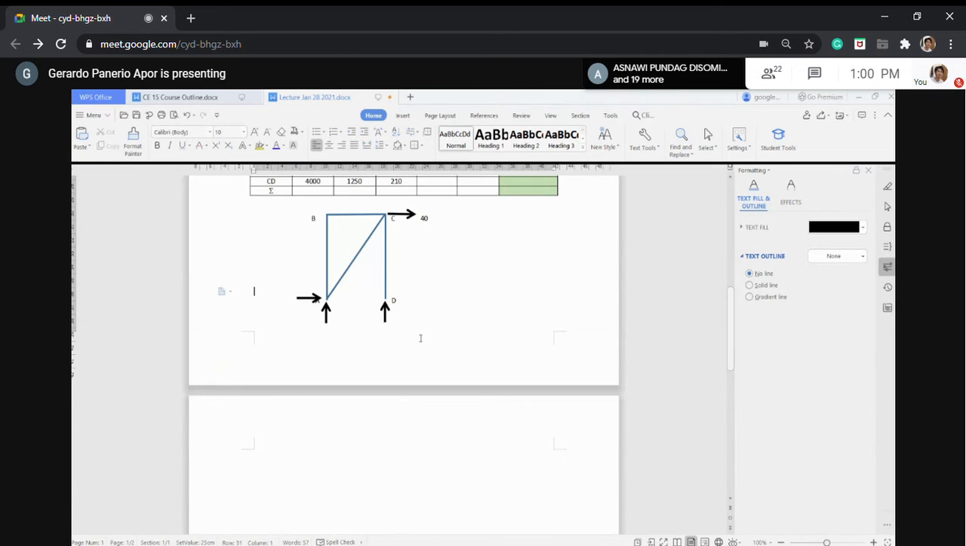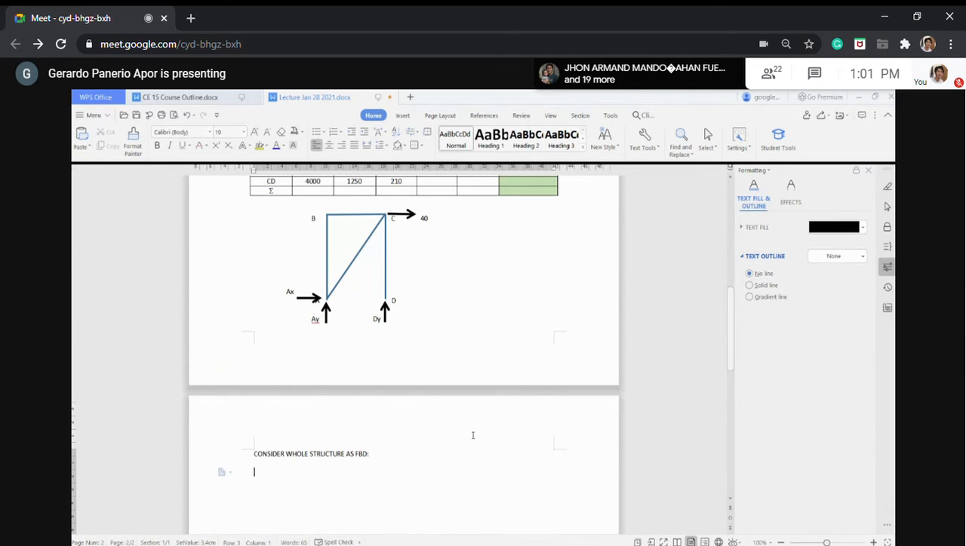I want to determine the reaction. Just like if I will see that this is AX, and the other one is DY. Okay, summation of forces. So consider the whole structure as a free body diagram.